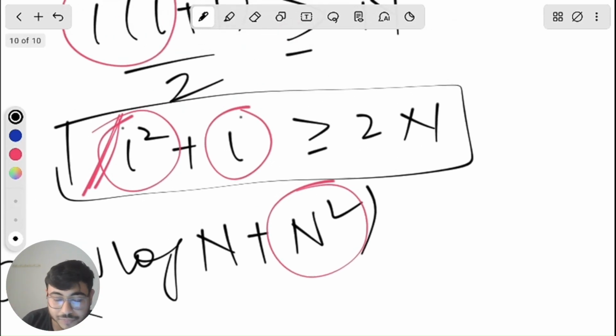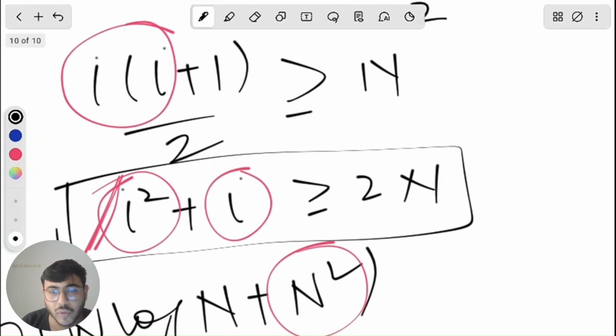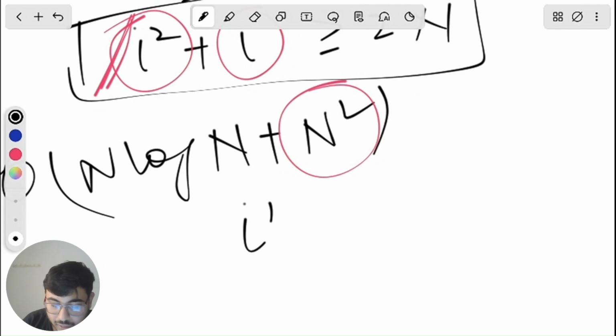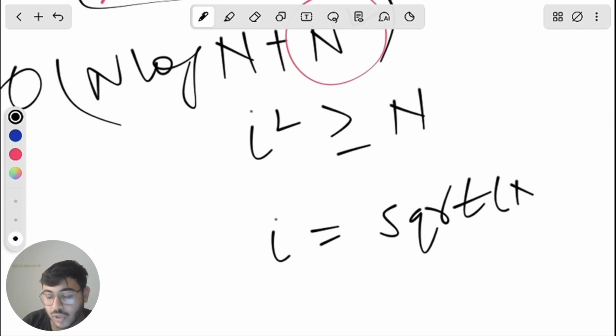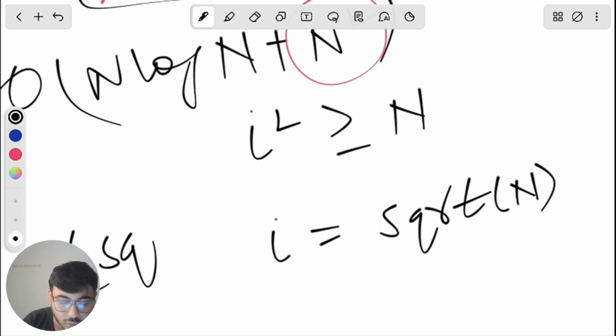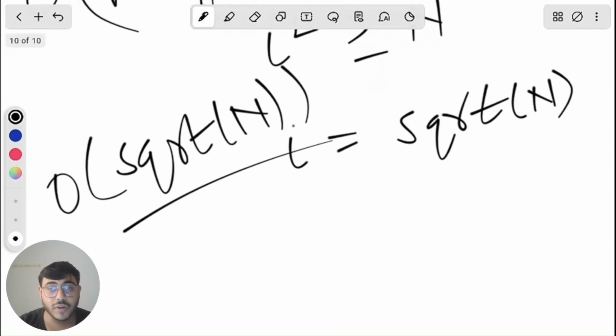So we will again move back. So here we can see that I square plus I is greater than equal to 2n, or we can say I square is greater than equal to n. Again, taking square root on both sides, I is SQRT n, and it is also the number of times our loop is working. So that's why the time complexity is square root of n. Okay, right? I hope you understood this.